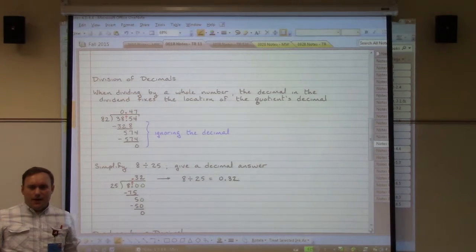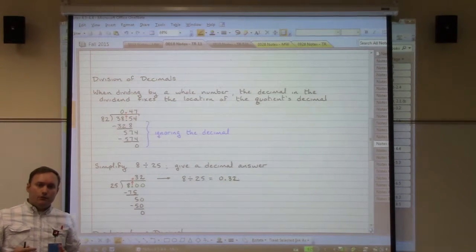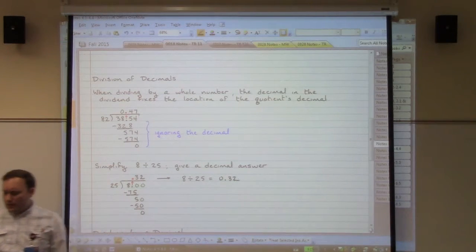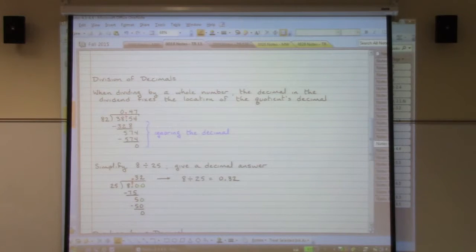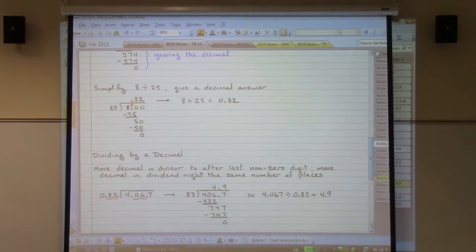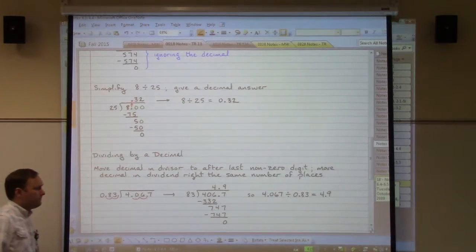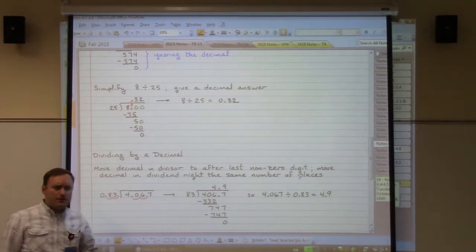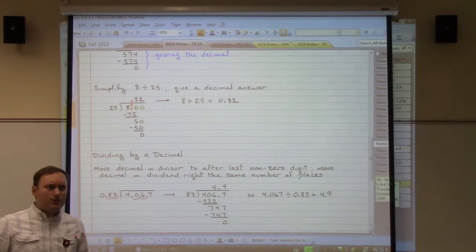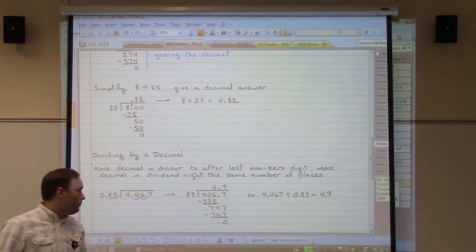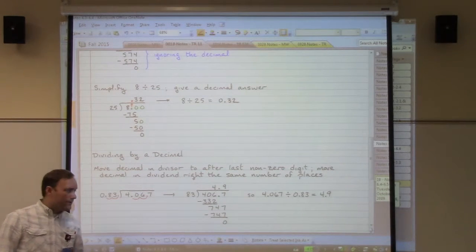Now what happens if we have a decimal in the number that's out in front, and possibly also a decimal in the number that's underneath? So something like this example here. Decimal number out in front, decimal number underneath. This is not so nice for us, and we don't have a nice way of just immediately going into our division work. Instead, we have to do a little bit of change.